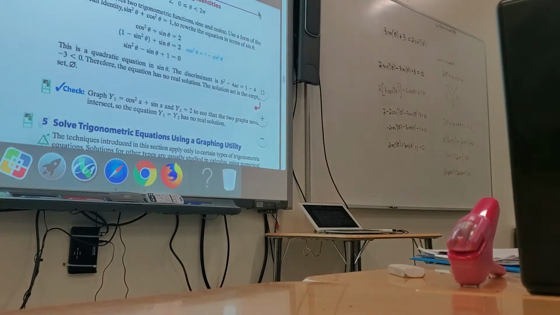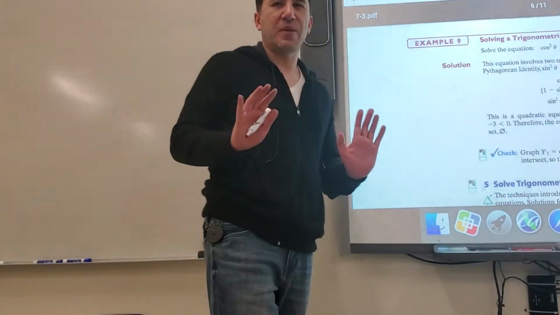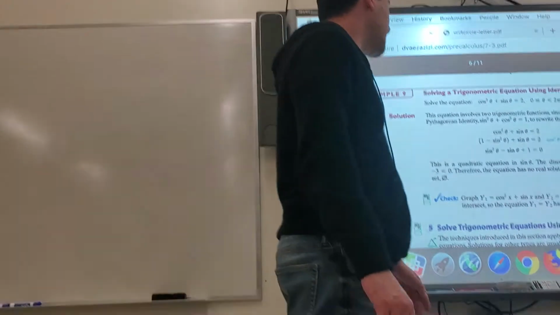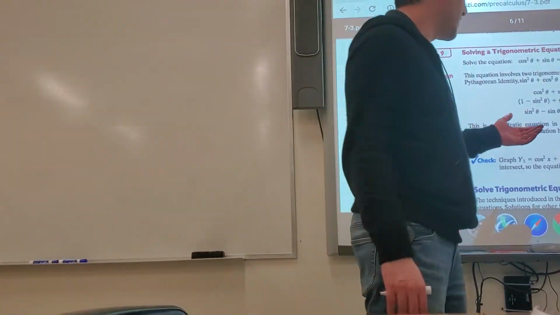For the AP Calc exam, you don't really need to know the really advanced forms of this. You just need to know the basics. That's all, because that's all they're really going to ask you. So here's another one: cosine squared plus sine theta equals 2. It's really the same thing.